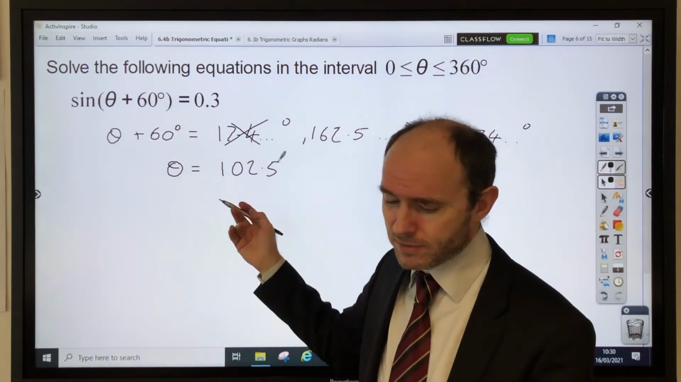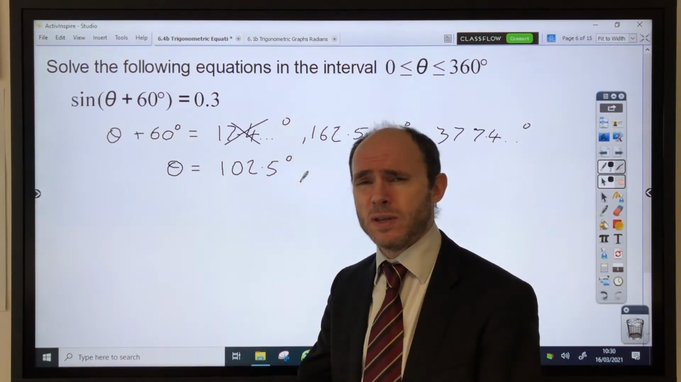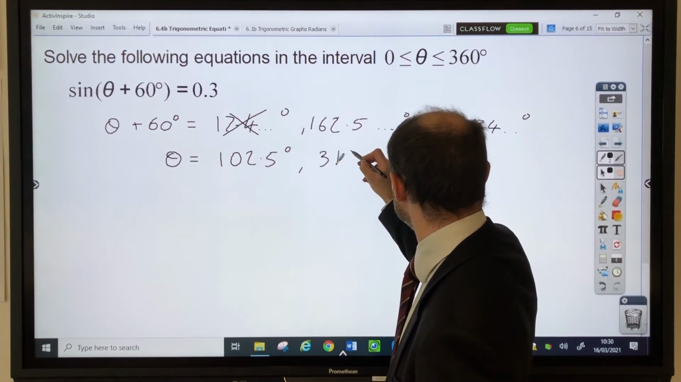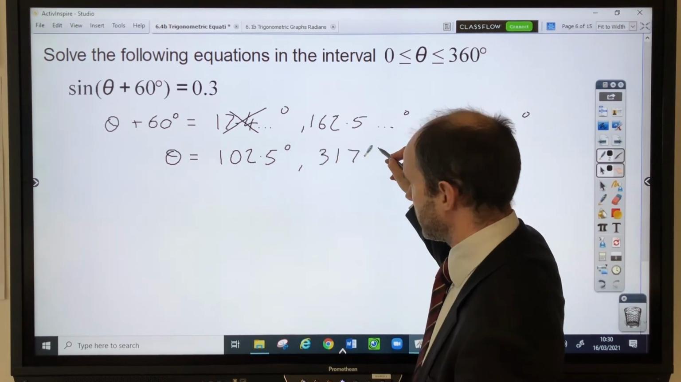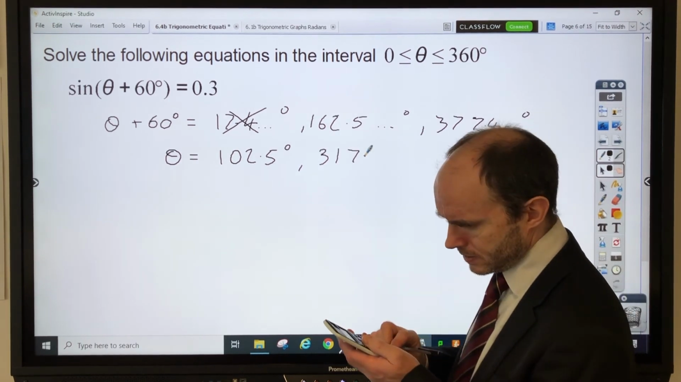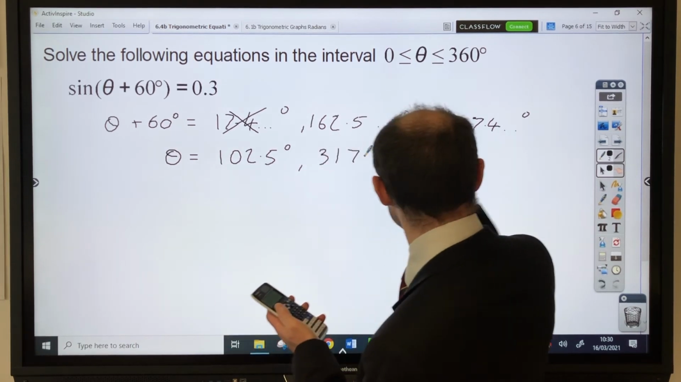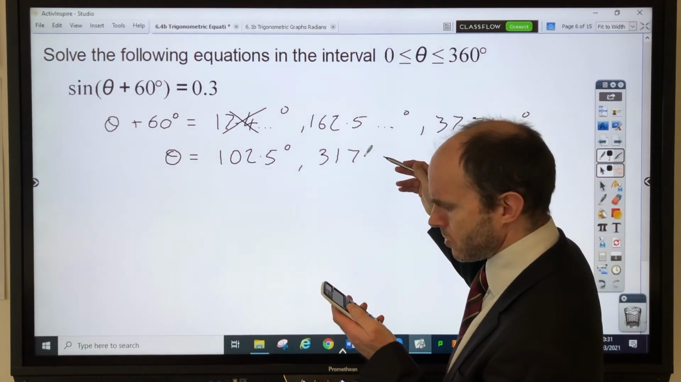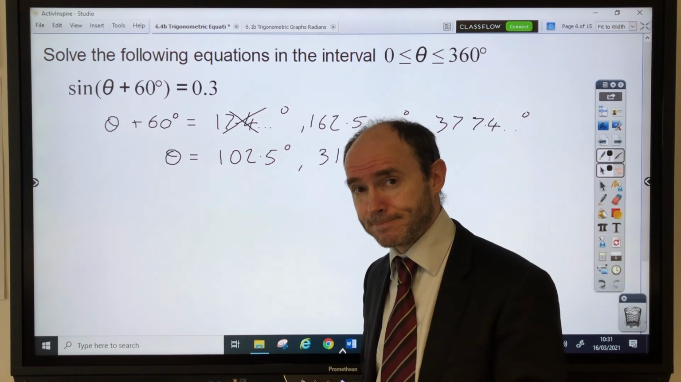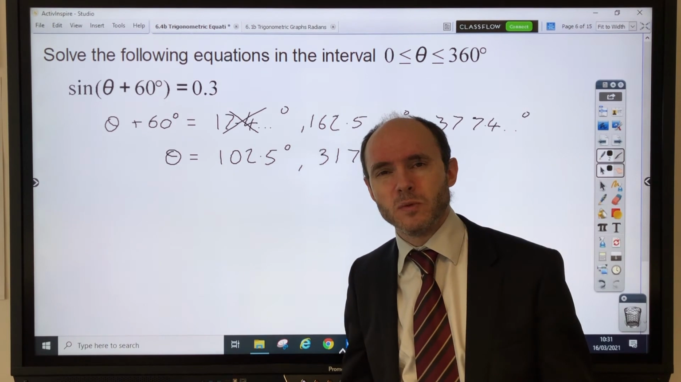Maybe 103, I've done it now, I've put it to one decimal place. Sorry, bit of inconsistency there. I'll just round these to one decimal place. And then subtract 60 from that, that'll be 317 point, I better just check that. So that's 0.45, yeah, so I'm glad I checked. So that's going to be 317.5 when rounded to one decimal place. It's always a good idea to check the rounding there. And you can see both our answers now are within the required interval.